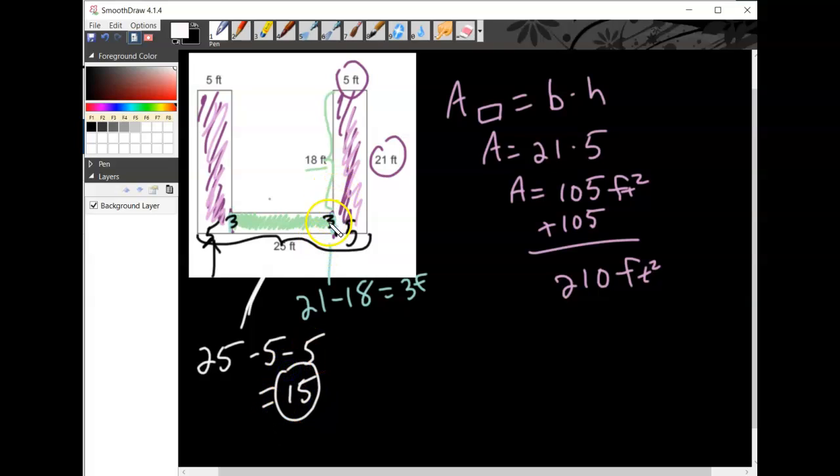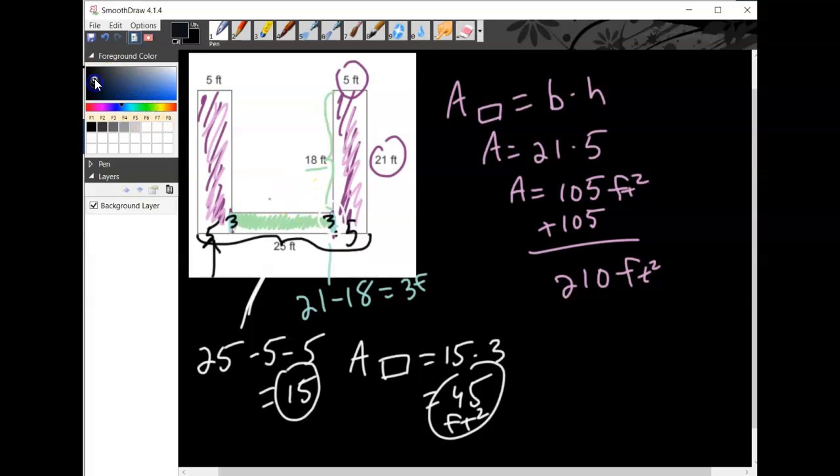So my dimensions are going to be 3 and 15 for the rectangle that I carved out on the bottom there. So area of parallelogram is base times height, 15 times 3, which is going to be 45. And now that's 45 feet squared. So to summarize, this big one was 105. This big one was 105. And we came up with 45 for this.